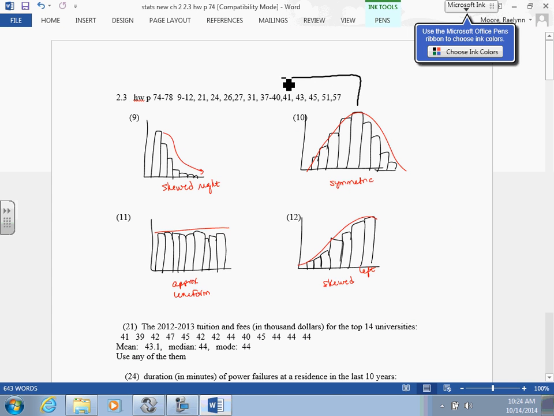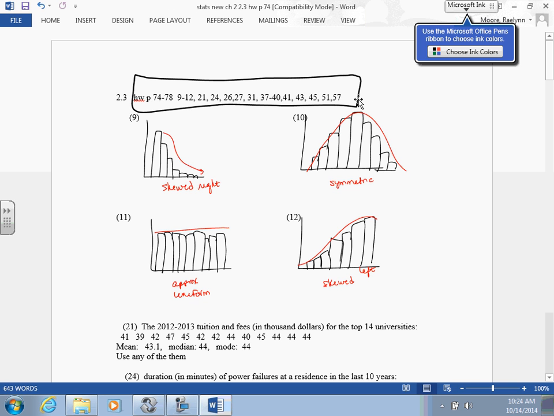Okay, write these down. Some of them are just matching. I don't think it's going to take you a really long time.